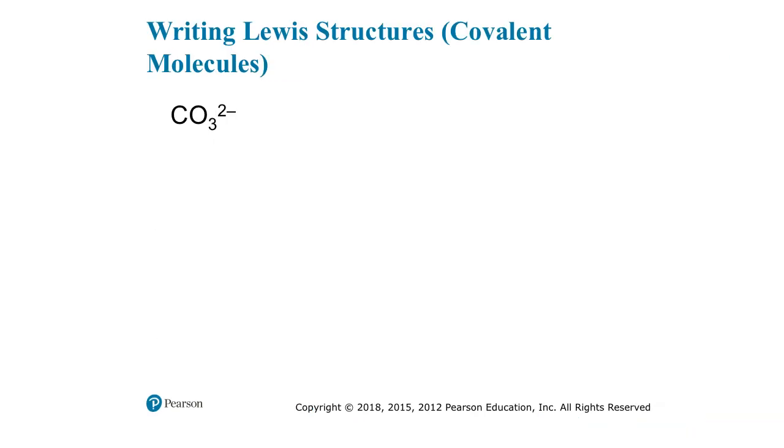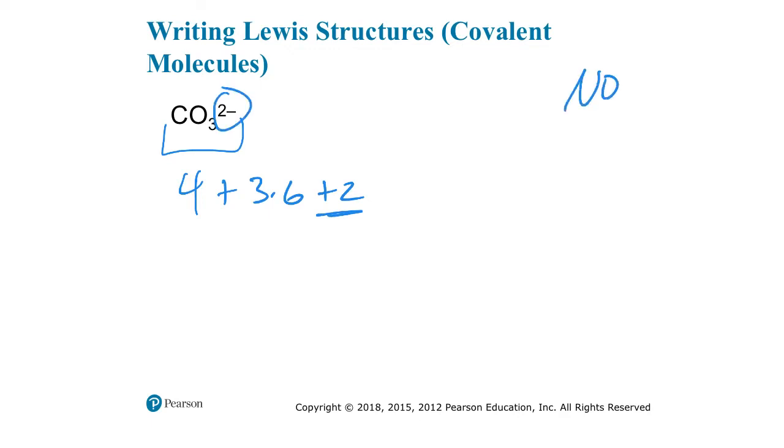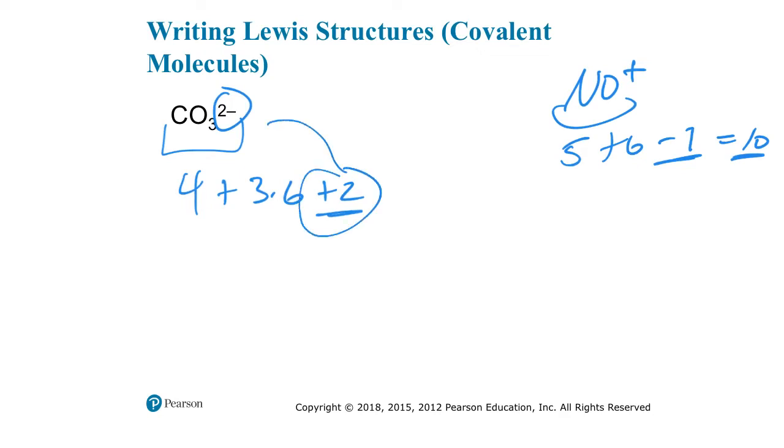So let's write a Lewis structure for carbonate ion, CO3 2-: 4 plus 3 times 6 plus 2. Now if you ever see a cation, like NO plus, and we're counting electrons, you would go 5 for nitrogen plus 6 for O minus 1 for the positive charge for 10 electrons. So you add electrons for the negative charge, you take electrons away for the positive charge. So for carbonate, we have a total of 18 plus 6, that's 24 electrons.